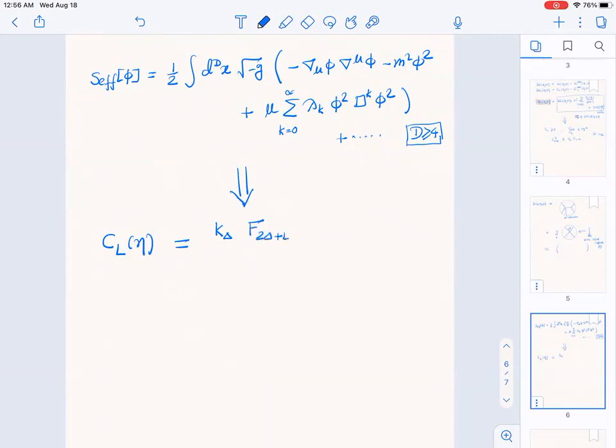A known function of eta, some power of the AdS radius, times mu, where this is the mu, times lambda_L, when L is even. So there is a proportionality relation. This overall factor K is not important, so I'm not going to write it down here.